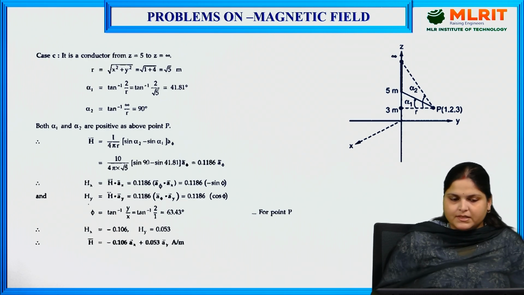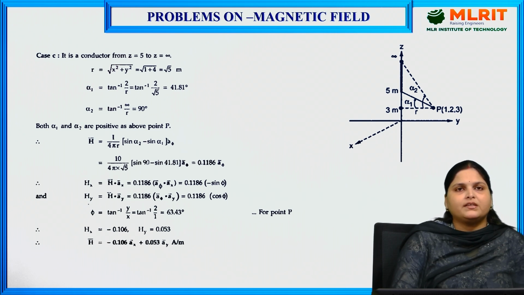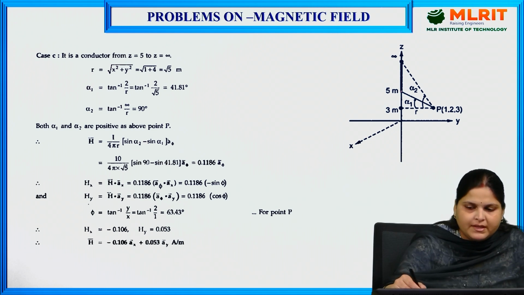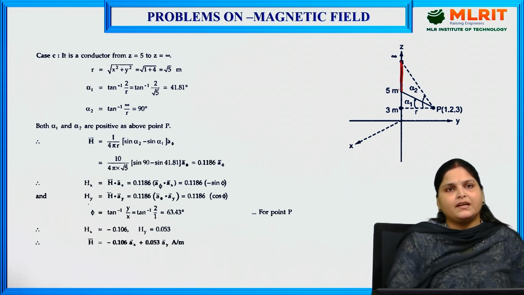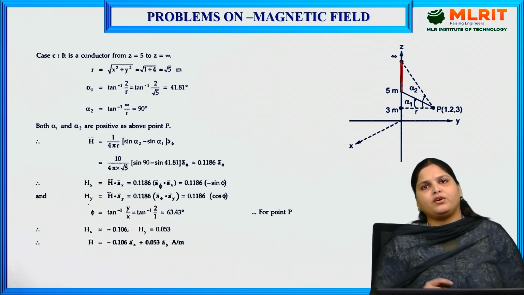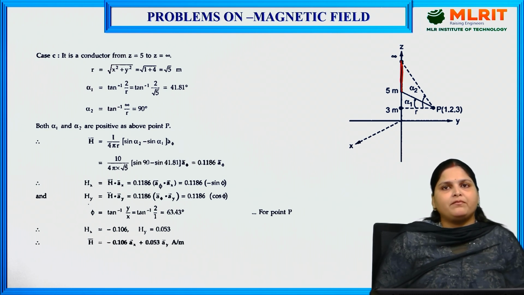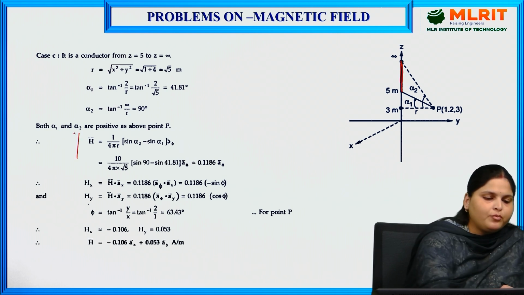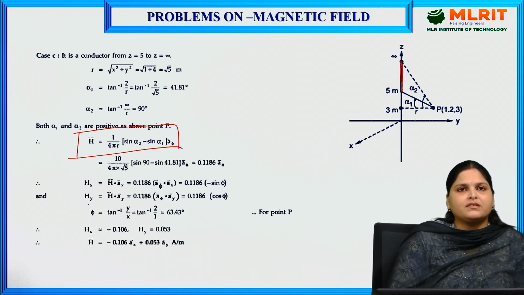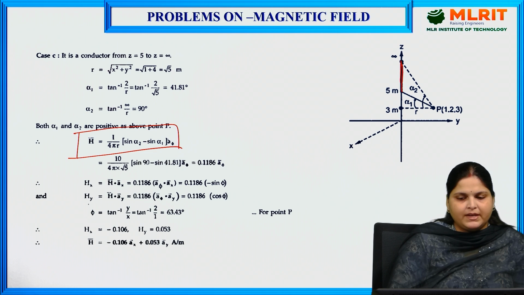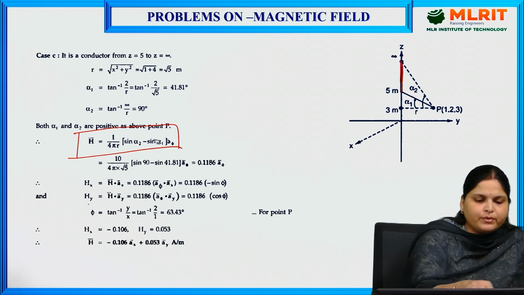Now let's discuss case 3 where the conductor is extending from z equals 5 to z equals infinity. Okay, means like this. Again this is a case of a finite length current carrying conductor where the field intensity at a particular point can be found by using this formula H equals I upon 4 pi r (sin alpha 2 minus sin alpha 1) a phi, right?